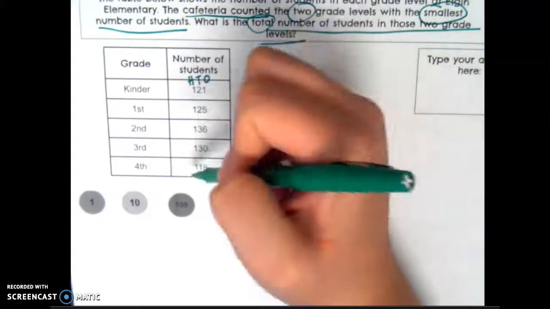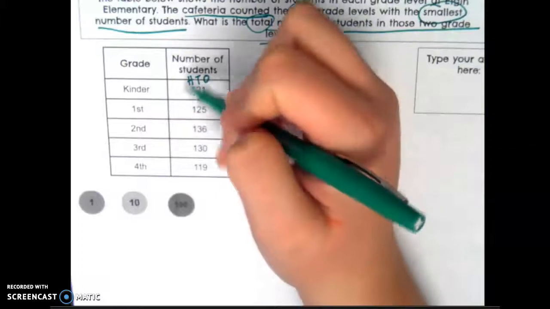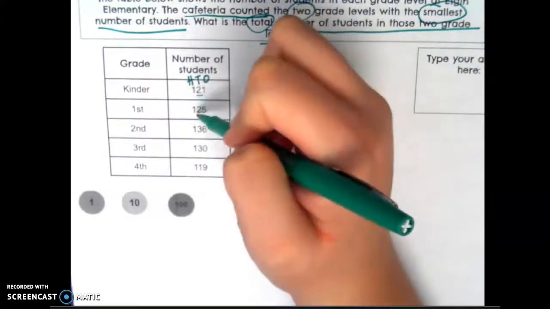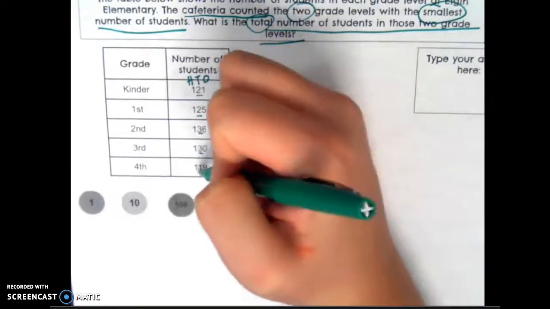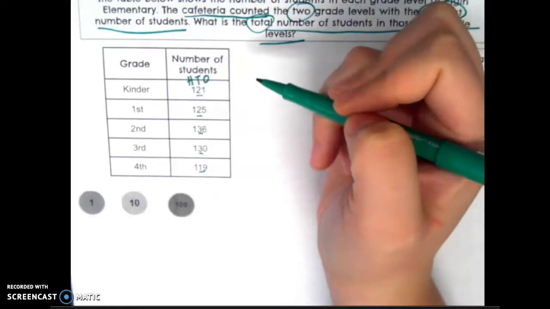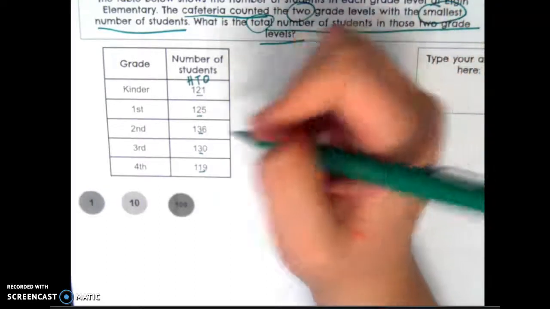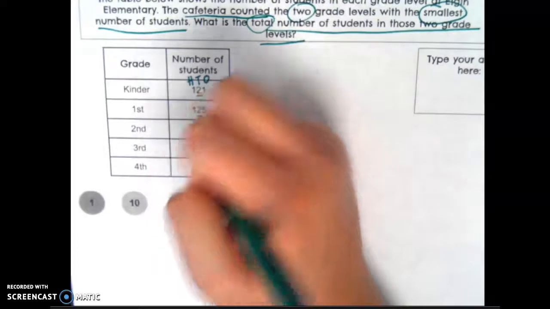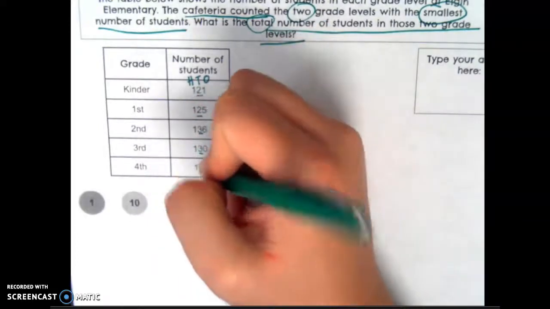Based off of just my hundreds place value, I need to move to my tens. I have a 2, a 2, a 3, a 3, and a 1. Well, I can rule out stuff because I have a 1. They're not all the same. 2, 2, 3, 3, 1.